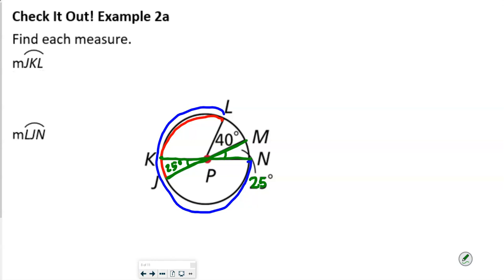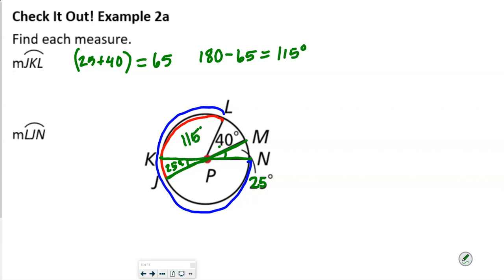So what I'm going to do is add this 25 and this 40. 25 plus 40 equals 65, right? And we're going to subtract that from 180 because that's half the circle. So we're going to do 180 minus 65. That's going to be equal to 115 degrees, right? So now we know that this right here is 115, okay?